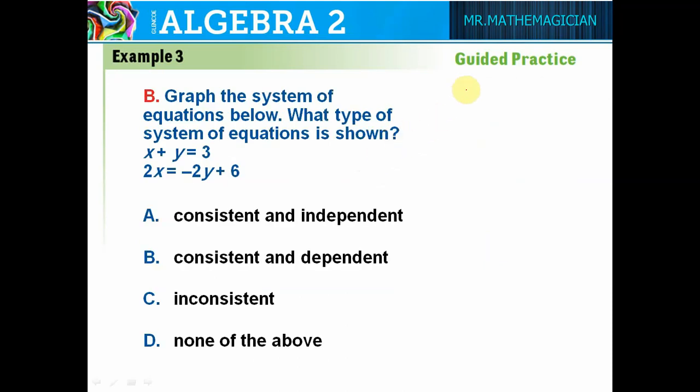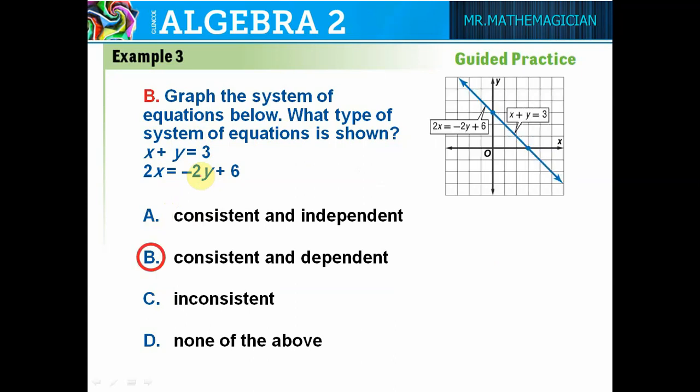Now this is your turn to solve. Pause the video and try to choose the accurate choice, whether it's A, B, C, or D, and you will find it: B. Let me show you how.